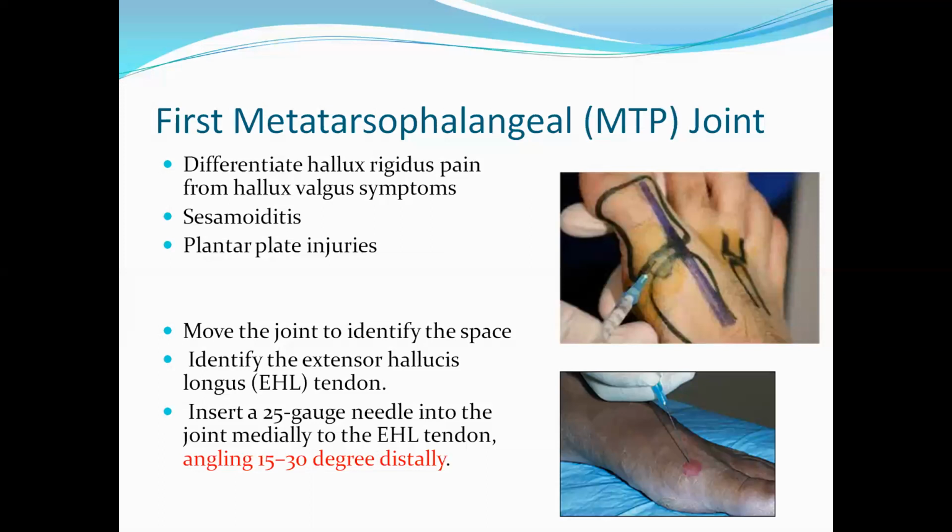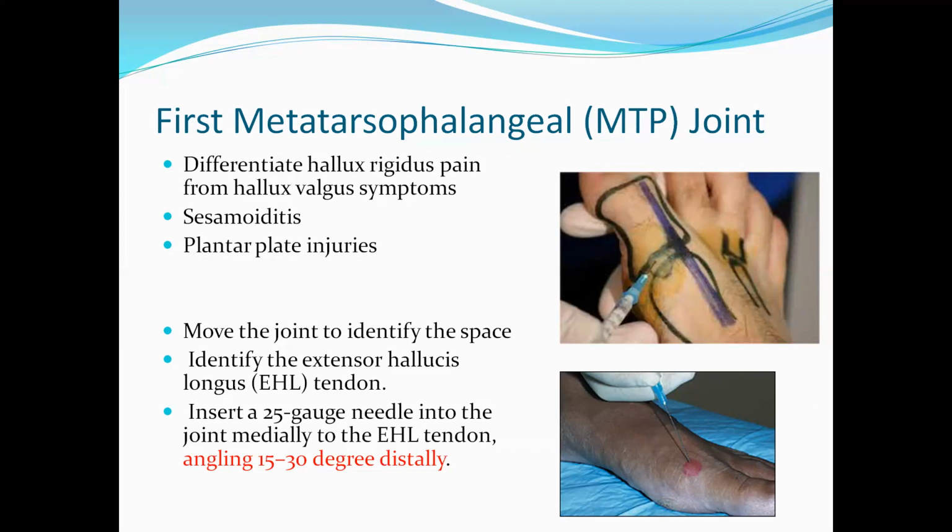You palpate the metatarsal head, go distally, you will get a recess anterolateral. It is not covered by any muscle. So anteromedially, you'll feel the joint recess there, and feel the extensor hallucis longus tendon. Your entry point will be medial to the extensor hallucis longus tendon. Insert a 25 gauge needle into the joint, medial to the extensor hallucis longus tendon, with an angle of 15 to 30 degrees distally.